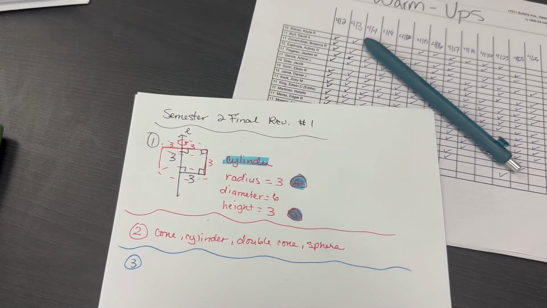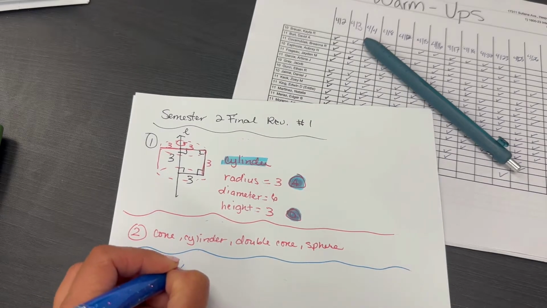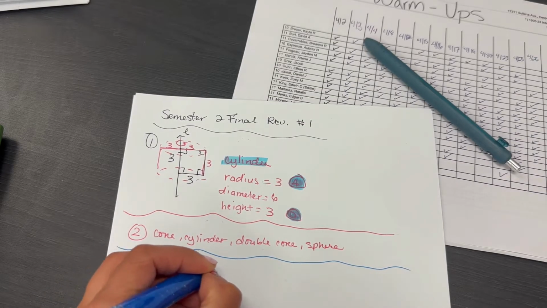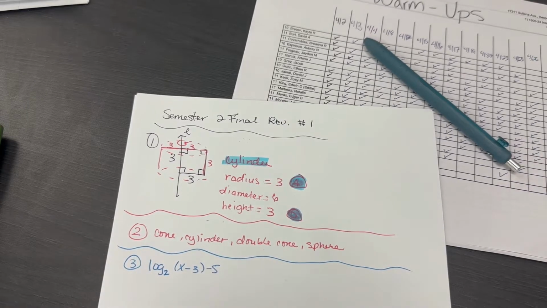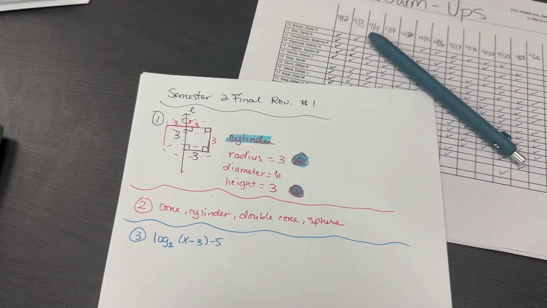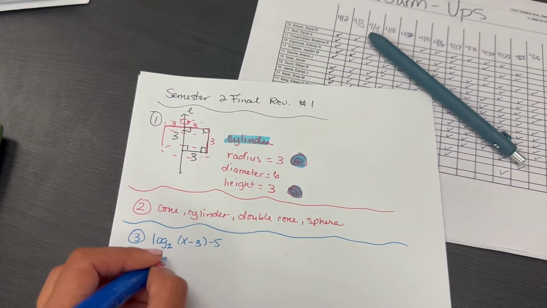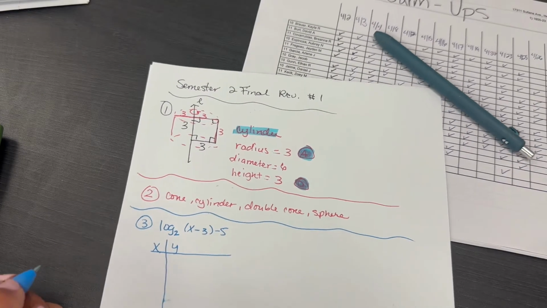Number 3, the log one. A lot of you guys were asking me about this one today. So it's log base 2 of x minus 3, minus 5, and we need to identify all the following points that would fall on its graph. In Edulastic, it gave us A, B, C, D, E, and F, and they're all coordinates. What we need to do is take the x values of each of these coordinates and test them out.